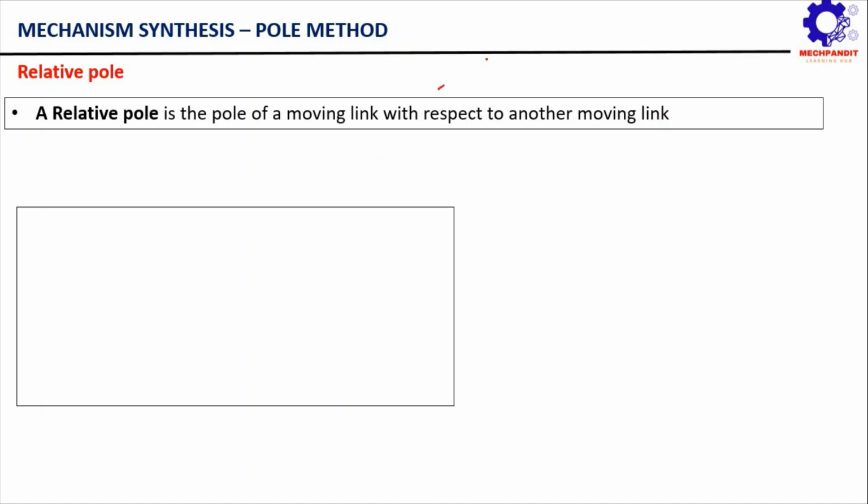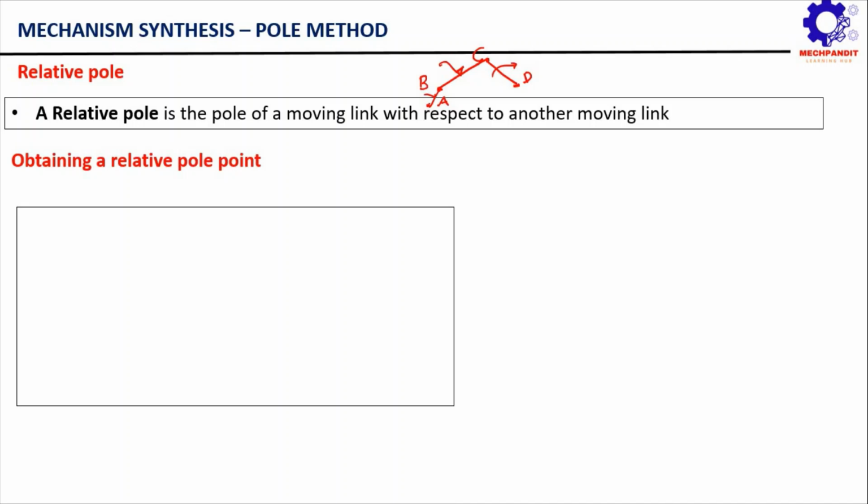Let's say we have one link. In a 4-bar mechanism, let's say we have this coupler link BC. Obviously, this link is moving relative to two other links. One is AB, the input link. Another is the link CD, the output link. Now if it is required to find out the pole point for this coupler link BC with respect to either AB or CD, then how can we achieve this? So let us try to understand this.